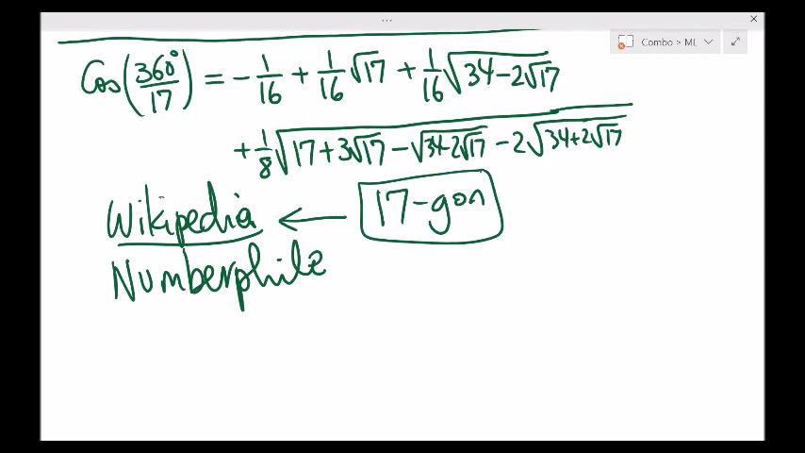When does class end? At exactly 3 p.m. Almost there, 9 minutes.